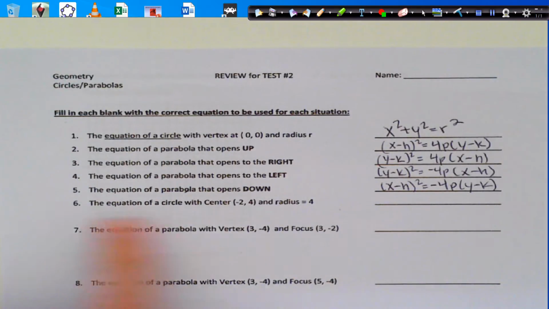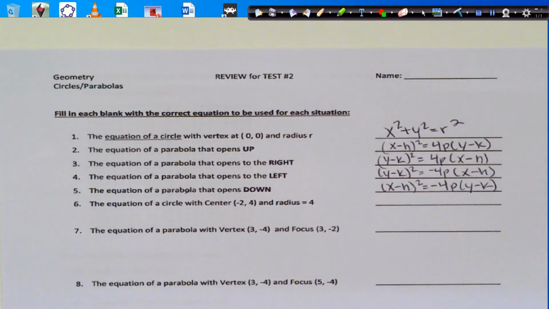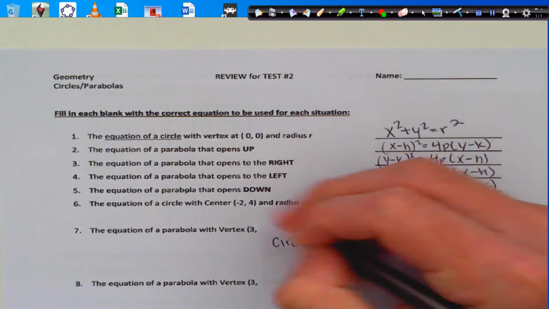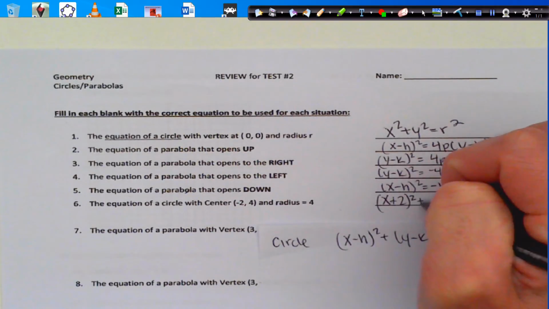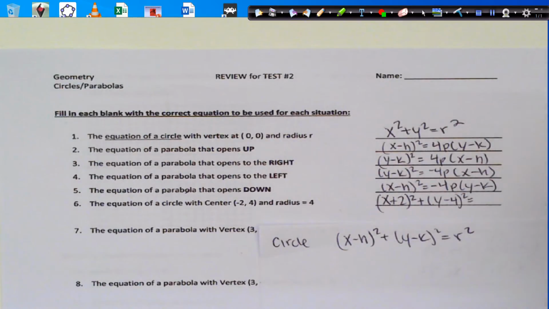Okay, the equation of a circle with center at negative 2, 4, radius 4. Okay, so we're going to use the same equation we had from before, this circle equation, but we're still going to plug these in. And it's going to be the opposite way you see. So it looks like a negative 2, but when we plug it in, because there's a negative built in, it's actually going to look like a positive 2. And this will look like a negative 4. And then instead of 4, I'm going to do 4 squared, which is 16.